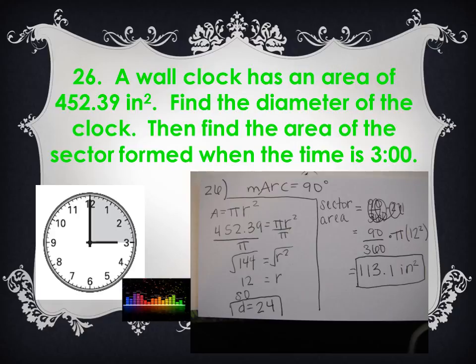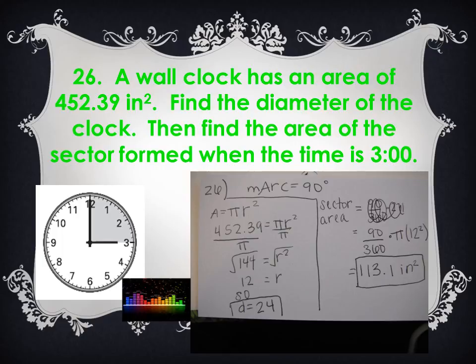This problem gives me a clock. It tells me that the entire clock has an area of 452.39 inches squared. I'm asked to find the diameter. Then I want to find the area of the sector, when the time is 3 o'clock. This is a multi-step problem. The first thing I need to do is figure out what I can solve for using the area formula. Area equals pi r squared. Well, I know the total area, therefore I can find the radius.